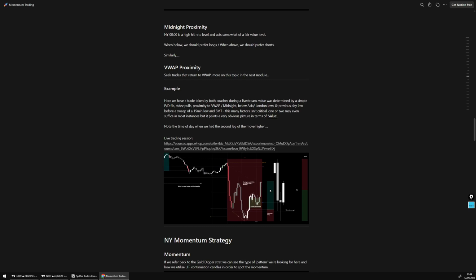before a sweep of a 15-minute low and an SMT. Okay, so this is a lot of factors. That's many factors, and that is not critical. Okay, so one or two may suffice in most instances. Okay, but what we're doing here is I'm just painting a very obvious picture of value.